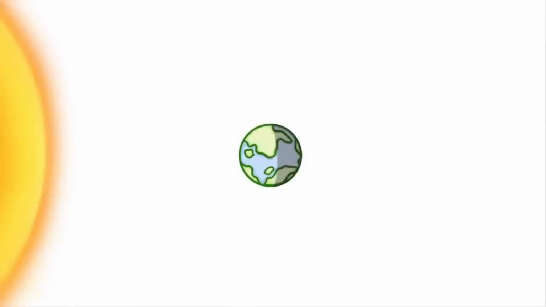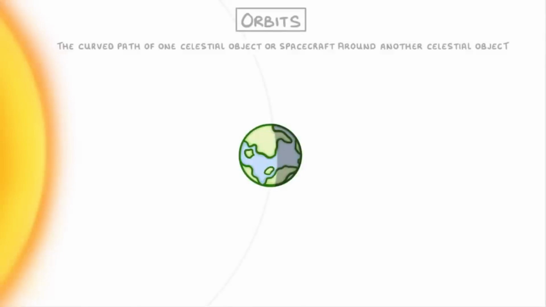Today, we're going to take a quick look at orbits. We can describe an orbit as the curved path of one celestial object, or spacecraft, around another celestial object. So this could be the Earth orbiting the Sun, or the Moon orbiting the Earth. The question we're going to try and answer during this video is to explain why objects actually orbit like this, rather than just flying off in a straight line, or being pulled in towards the object that they're spinning around.